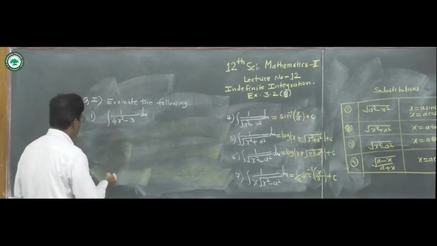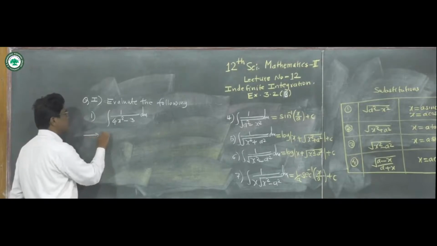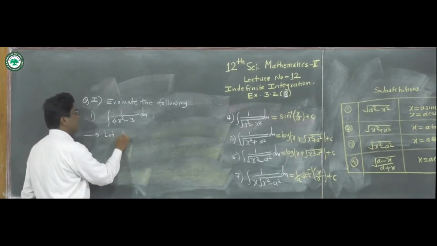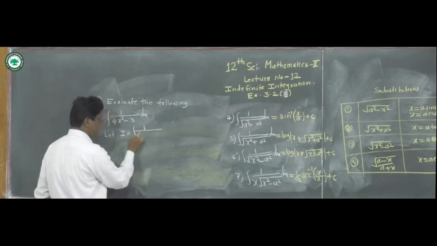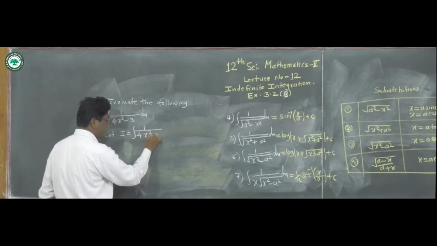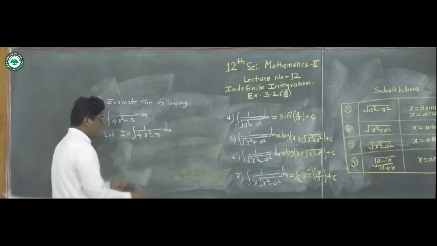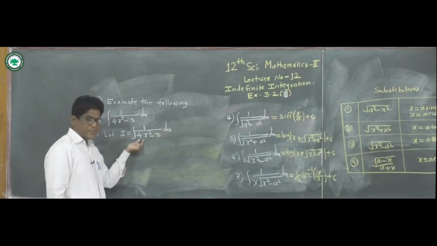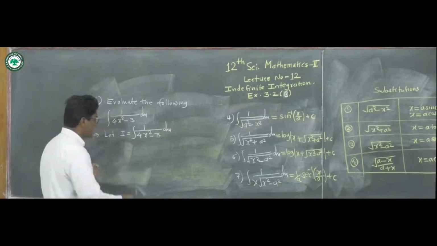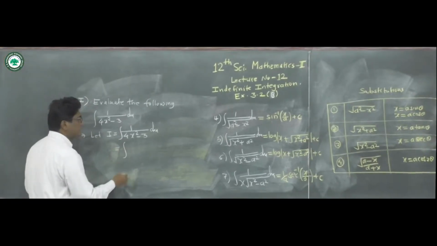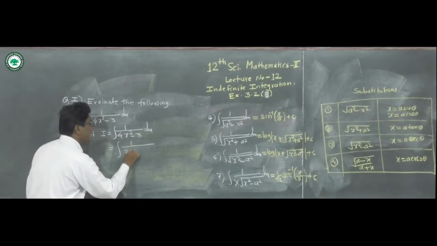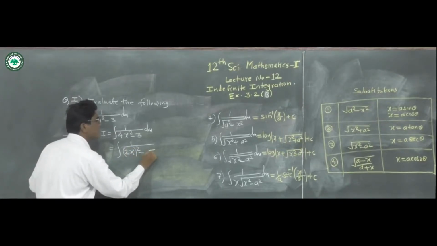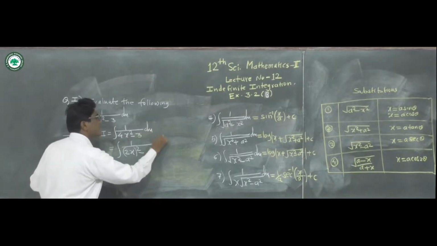Firstly we call this I. So let I is equal to integration of 1 upon 4x square minus 3 dx. Now here 4 is a complete square, so we write 4x square as integration of 1 upon 2 and x bracket square minus 3 as root of 3 bracket square dx.